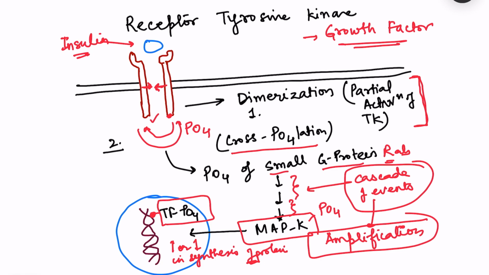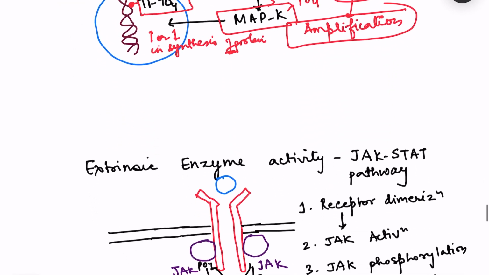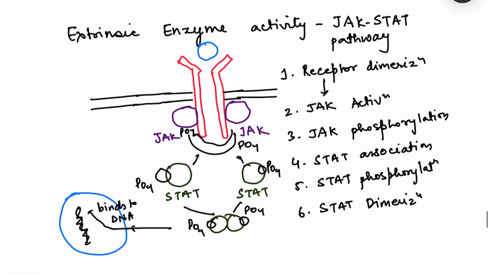Okay, simple, you remember the name itself is receptor tyrosine kinase. So the receptor has this kinase ability, so phosphorylation of certain proteins is going to take place. Okay, the next pathway, that is the JAK-STAT pathway, where there is extrinsic enzyme activity. So a similar mechanism is there.